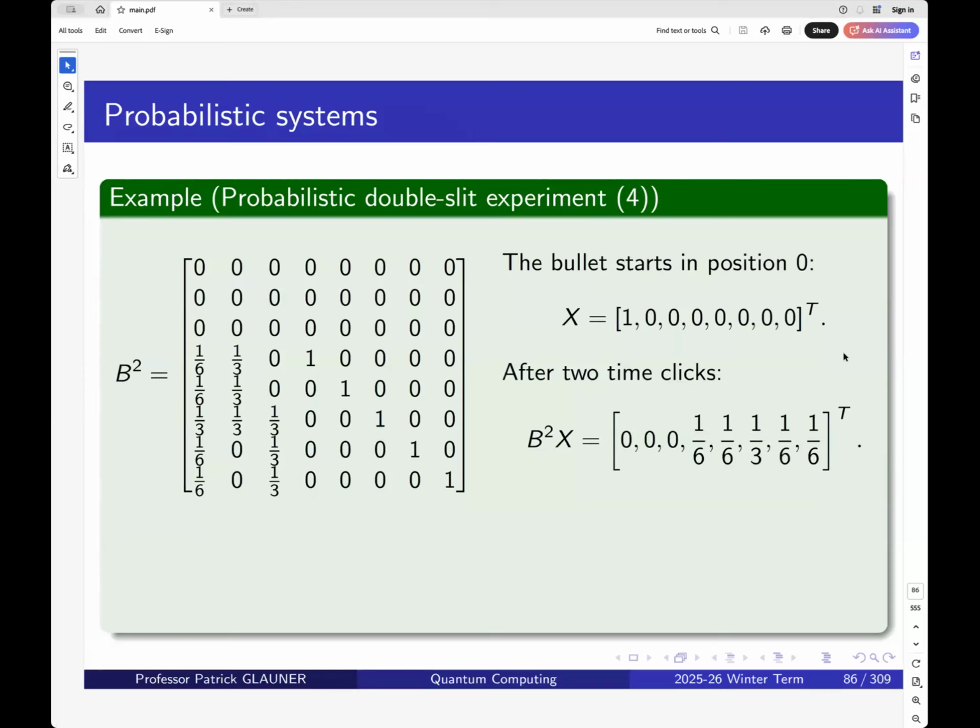Are you all still with me? Does that result make sense to you? Maybe confirm with some reaction.